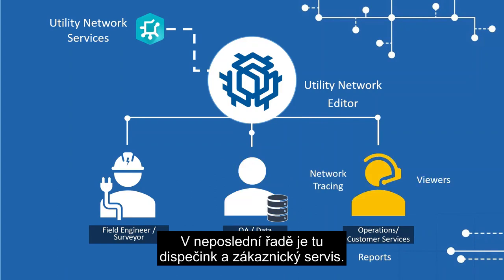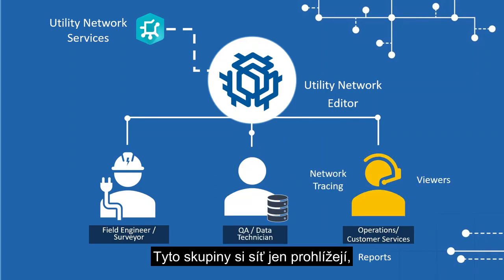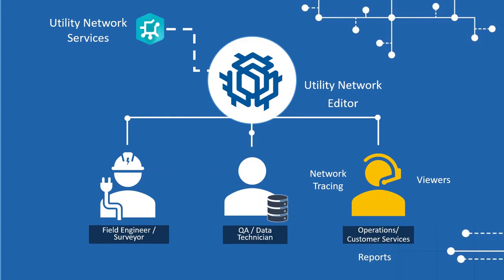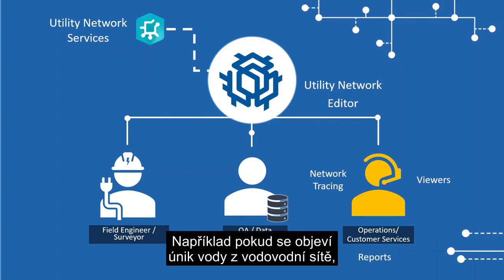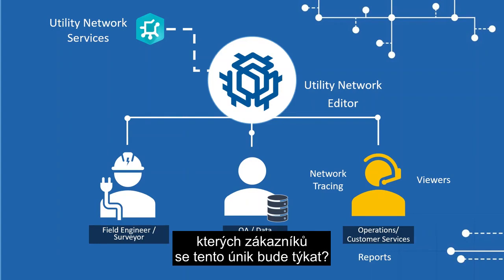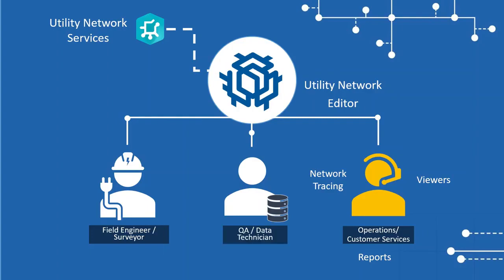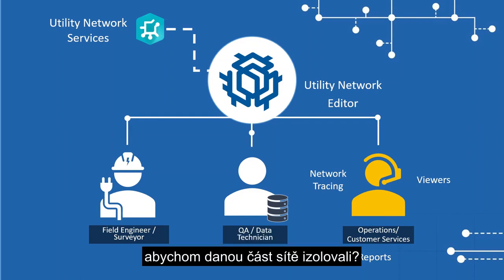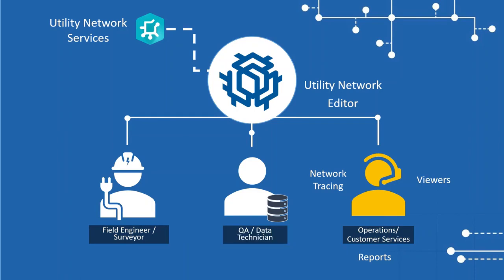Lastly, we have the operations and customer services teams. These groups are only viewing the network and are not going to be making any edits. They are interested in understanding the up and downstream impact of the changes to the network. If you have a leak, for example, on a water main, what are the customers downstream who are going to be impacted by this leak? And also, where do I need to send engineers to turn off a valve which might be able to isolate that section of the network?